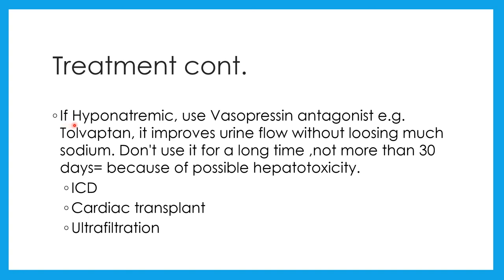If there's hyponatremia, we can use vasopressin antagonists, for example, tolvaptan. This will improve urine flow without losing much sodium. Don't use it for a long time, please, and not more than 30 days if at all you have to use it. With that, there may be hepatotoxicity. We can have an implantable cardiovascular defibrillator, cardiac transplant, or ultrafiltration.